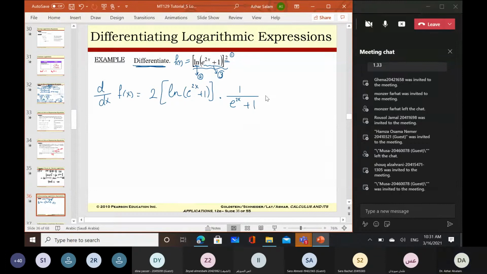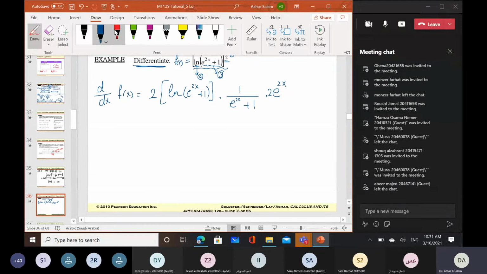Okay, then multiplied by the final part, which is the derivative of what is inside the logarithm, e to the power 2x plus 1, the same exponential function e to the power 2x plus 1, multiplied by the derivative of the exponent, which is 2. Okay, this is the derivative of all the parts.